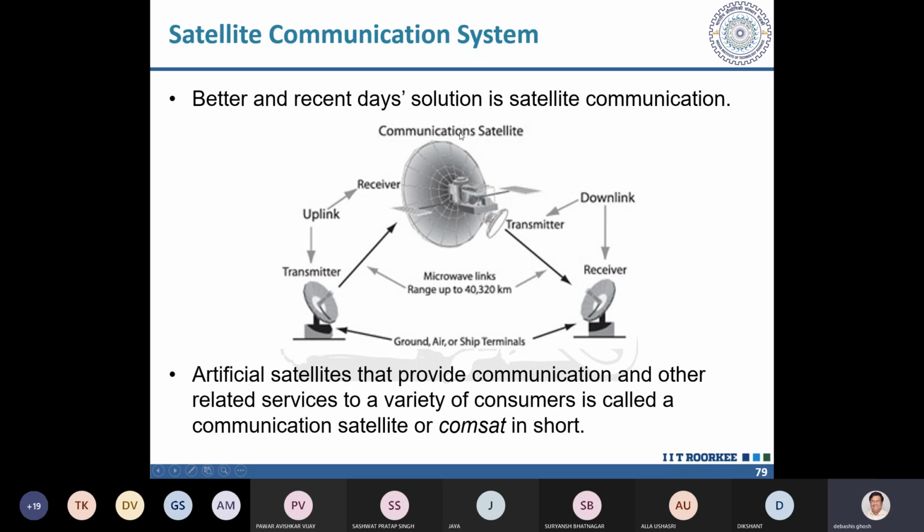These are artificial satellites used for communication purposes, and they are called communication satellites or ComSat.